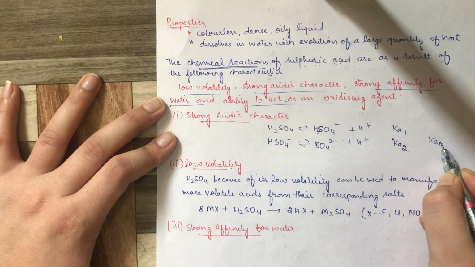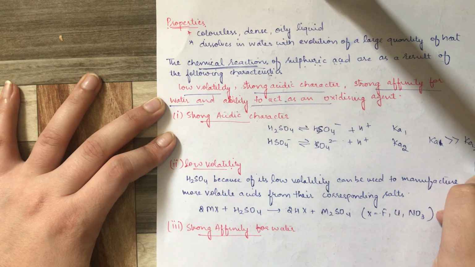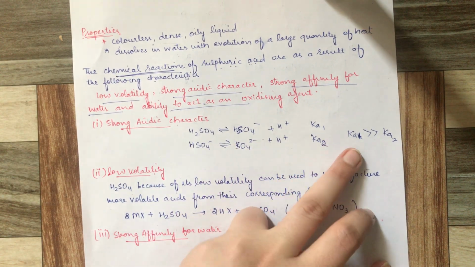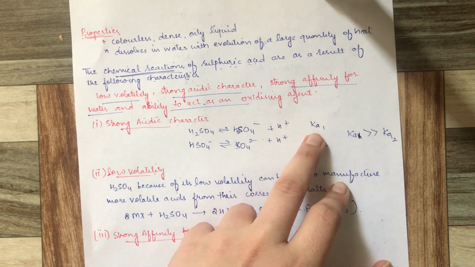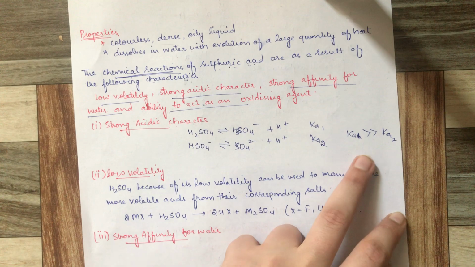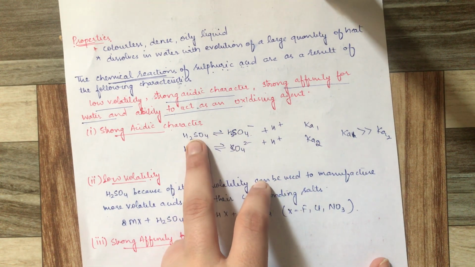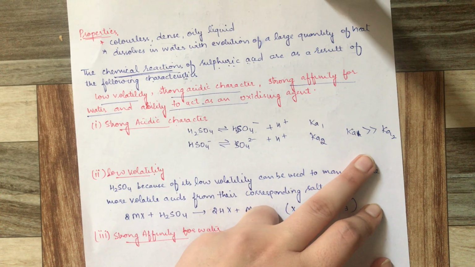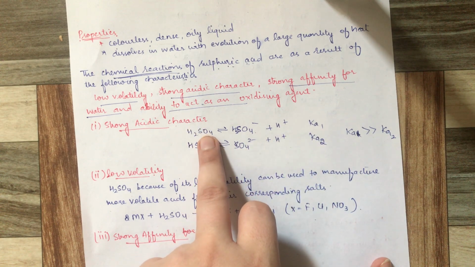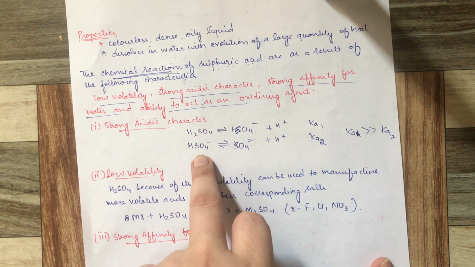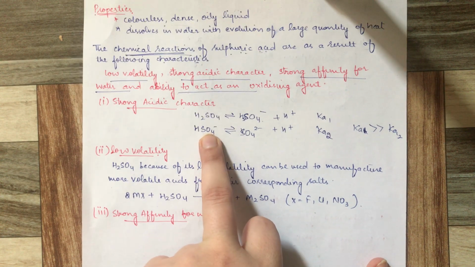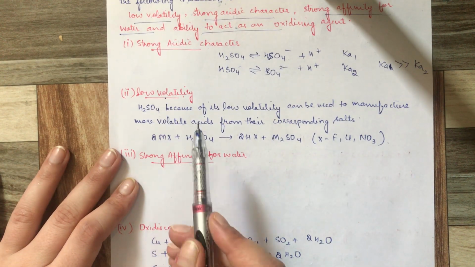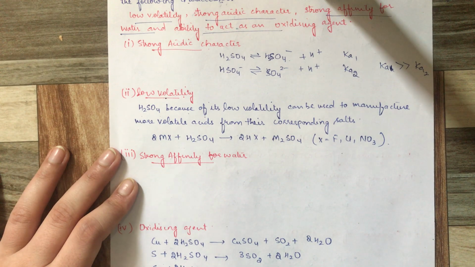Here Ka1 is much greater than Ka2. Answer this with a suitable valid point. Ka1 has a large value, greater than Ka2, which suggests that it is a very strong acid. Now you have to answer why Ka1 is much greater than Ka2. I give you a hint: in the first step, the H+ is to be removed from a neutral molecule, whereas in the second, the H+ has to be removed from a negatively charged species.